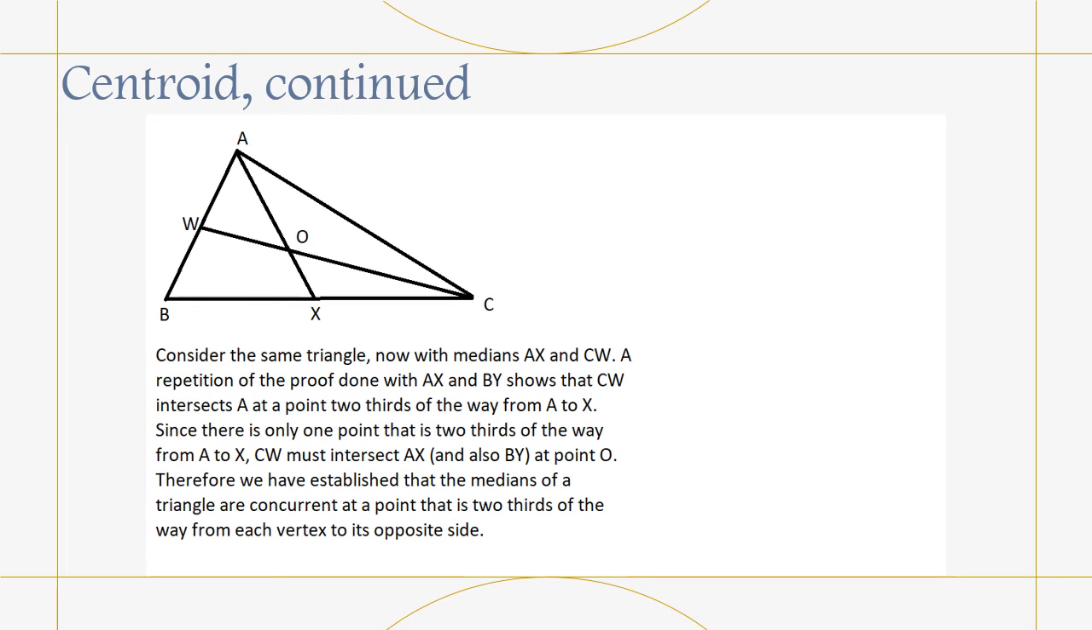If we take the same triangle, but now introduce median CW and the previous median AX, we can do a repetition of the proof we just did with AX and BY, and do it with AX and CW, and show that CW intersects AX at a point 2/3 of the way from A to X. Since there is only one point that is 2/3 of the way from A to X, CW must intersect AX, and thus also BY, at point O. Therefore, we have established that the medians of a triangle are concurrent at a point that is 2/3 of the way from each vertex to its opposite side.